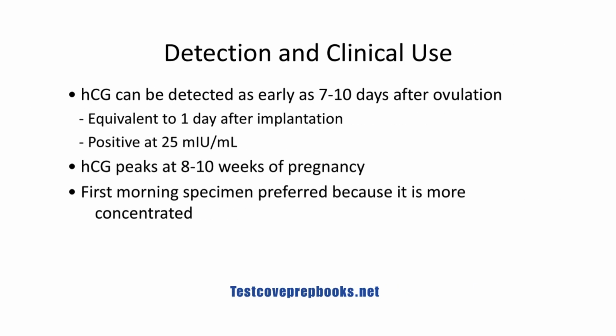Human chorionic gonadotropin can be detected as early as 7 to 10 days after ovulation, which corresponds to about 1 day after implantation. A positive result is defined as a concentration of 25 milli-international units per milliliter or greater. Levels of HCG peak around 8 to 10 weeks of pregnancy. The first morning specimen is the preferred sample for testing because it is the most concentrated, improving detection accuracy.